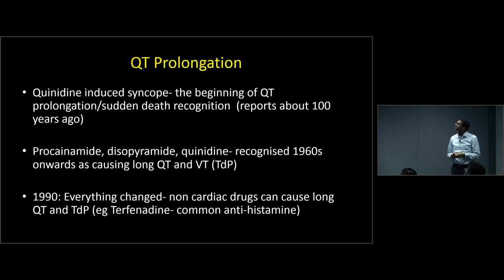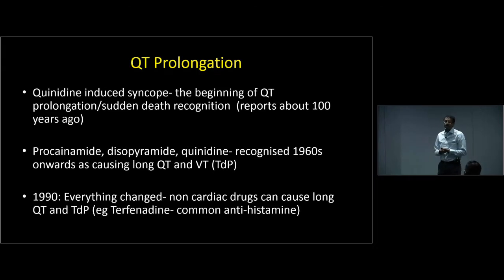So QT prolongation was recognized up to maybe 100 years ago as a consequence of quinidine, but really started to become known in the 60s with quinidine, procainamide, and disopyramide as three key cardiac drugs that both caused long QT and were associated with VT, which eventually got recognized or described as torsade.